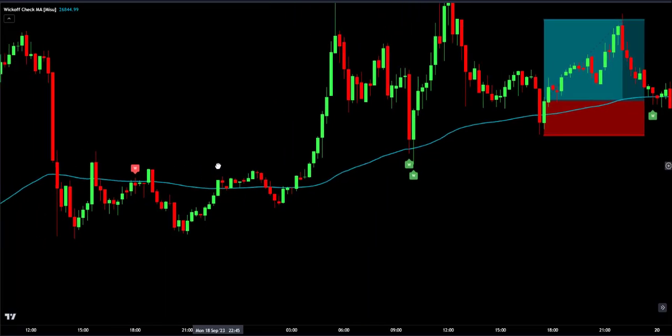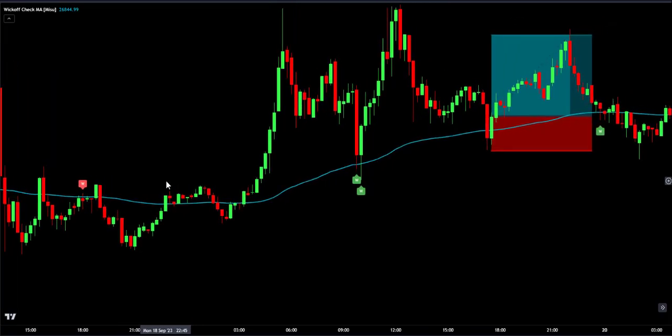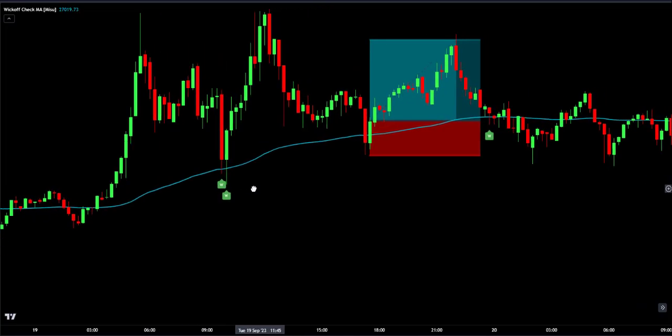Understanding how we are going to use this indicator on this strategy, let's see an example of how we can enter a trade using it.